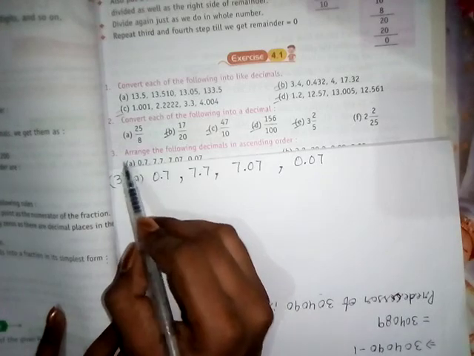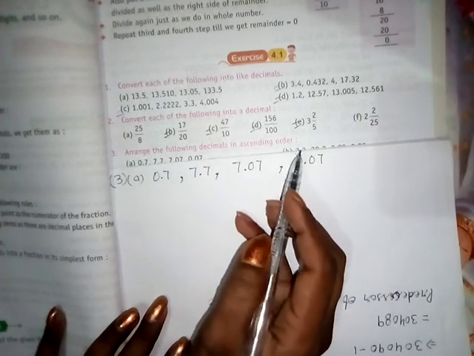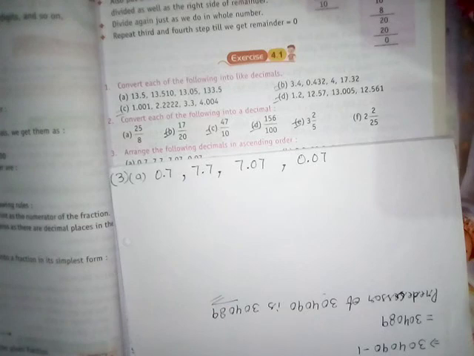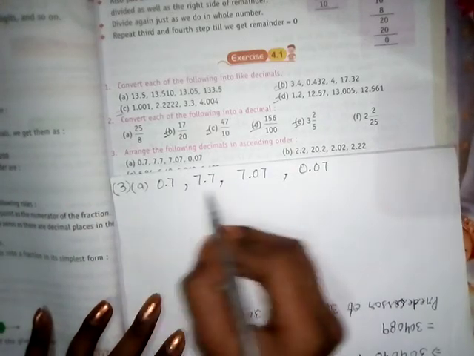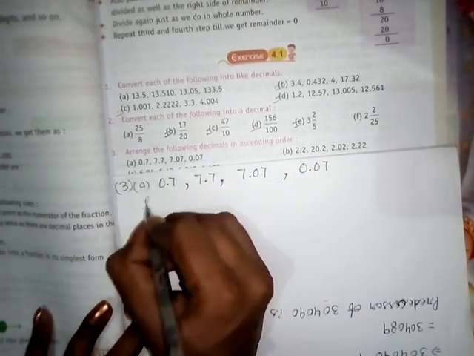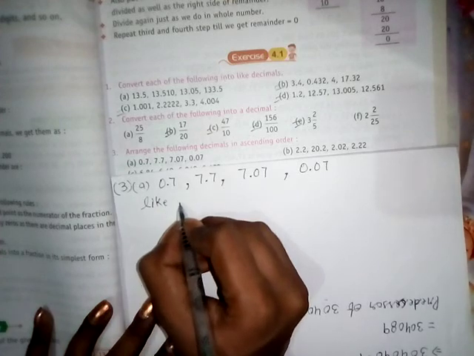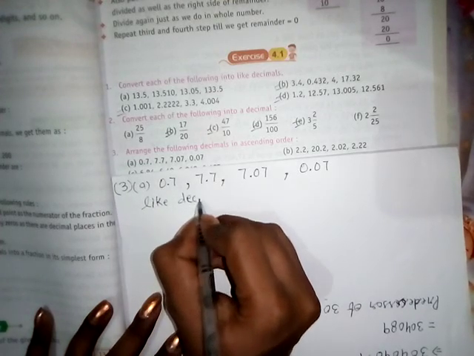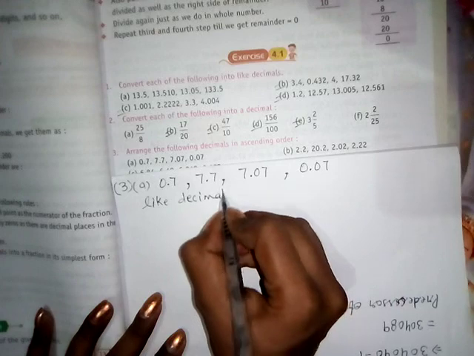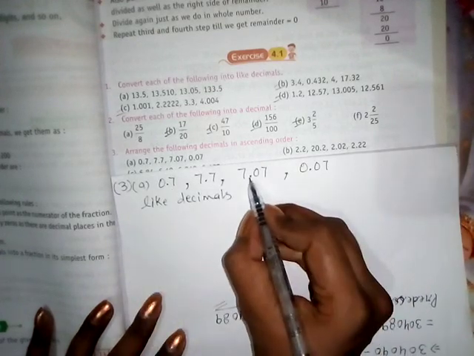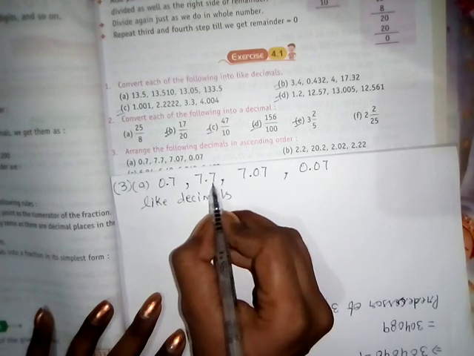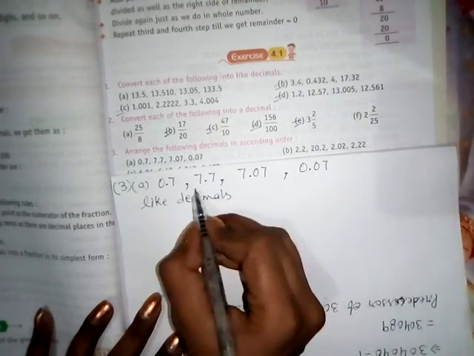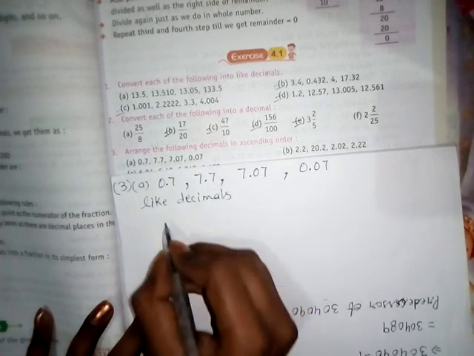Question number 3 is saying that arrange the following decimals in ascending order. So in ascending order, firstly we write the smallest number, then greater, and at the last the greatest number. So firstly we have to convert these numbers into like decimals. See carefully how many digits after decimal. 1 here, here also 1, here 2, and here 2. So we have to increase 0 here and here like this.